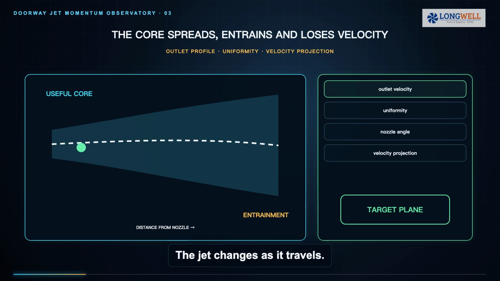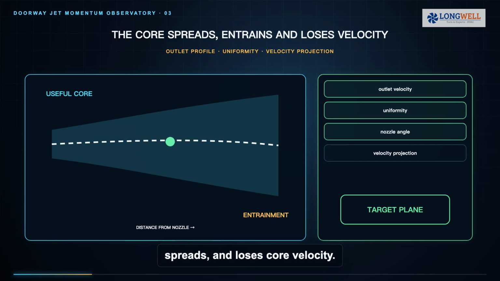The jet changes as it travels. It entrains surrounding air, spreads, and loses core velocity. That is why outlet airflow alone is not enough. The design must consider outlet velocity, uniformity, nozzle angle, and velocity projection, how the useful core changes with distance from the nozzle. For a downward discharge, the critical target is normally near the floor or the project-defined capture plane.